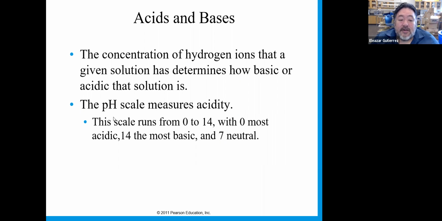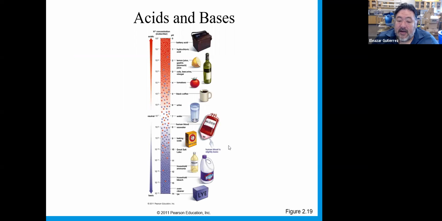Let's see. The pH scale goes between 0 and 14, with 0 being the most acidic and 14 being the most basic. 7 is considered neutral. Okay. Another thing that you need to, well, here, we're going to get to it.